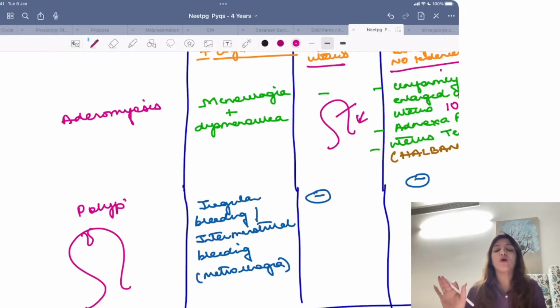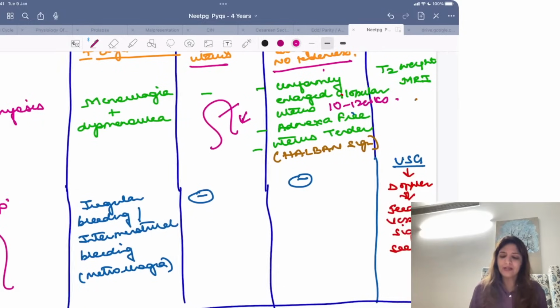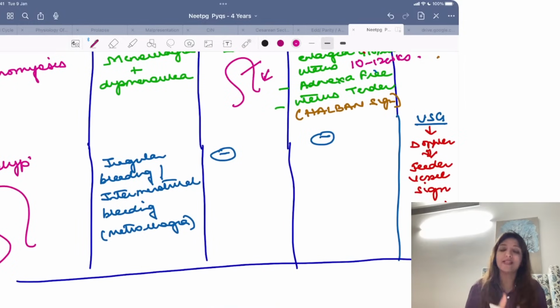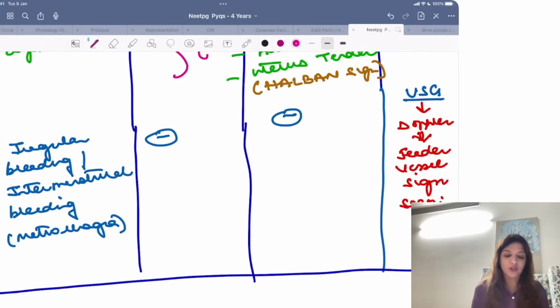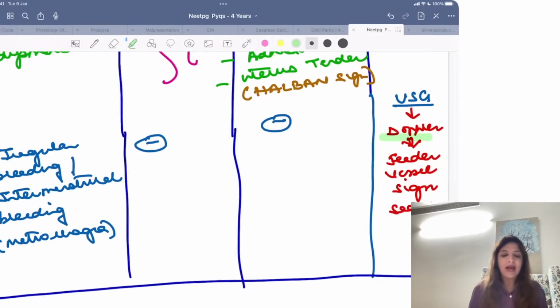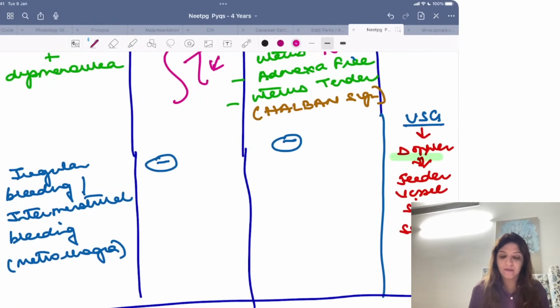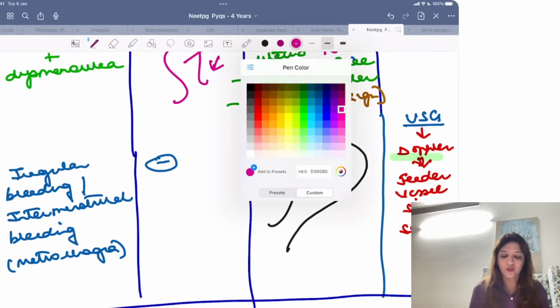So obviously on per abdomen, no findings. On per vagina, no findings. Uterus will not be enlarged, nothing. Right? And the investigation of choice is ultrasound. In ultrasound, it sometimes becomes difficult to differentiate between fibroid and polyp. So in that case, you are going to switch on the Doppler, and in case of polyp, you get a typical finding when you switch on the Doppler.